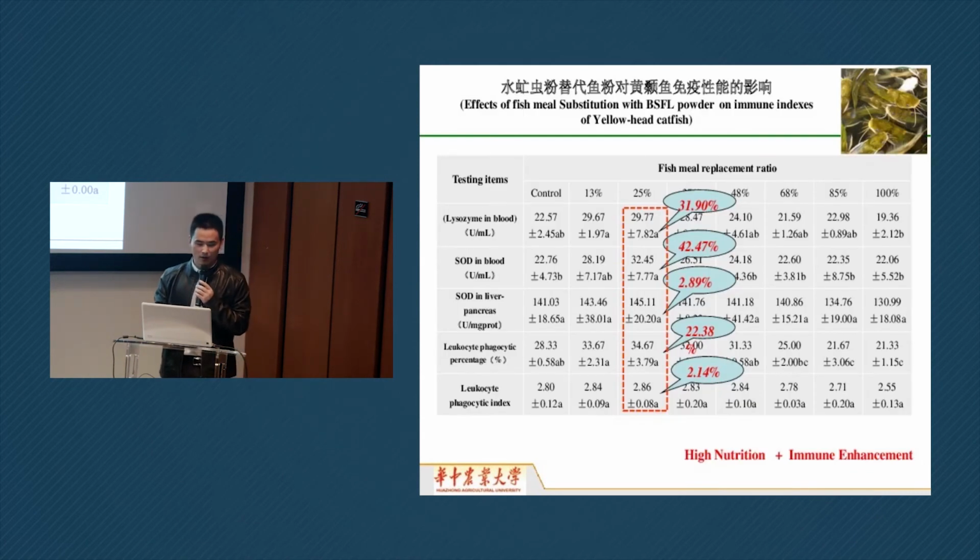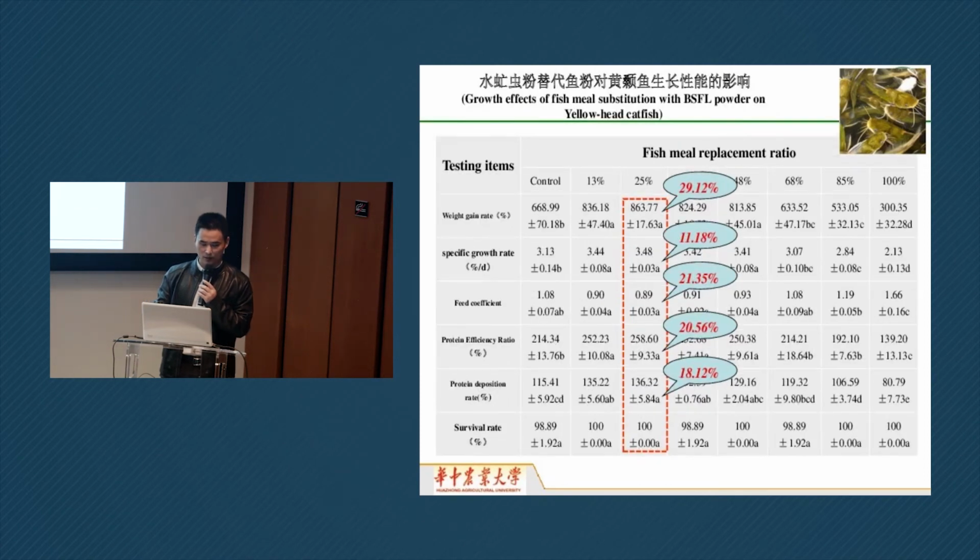We got yellow-headed catfish, which is relatively expensive in China. We tested the growth rate and every characteristic, and we tested the immunity of the fish, with different indexes. So we found out that if we use insect meal in the animal, taking fish as an instance, it's not just a protein resource. It's not just for nutrition. It can also enhance the immunity.